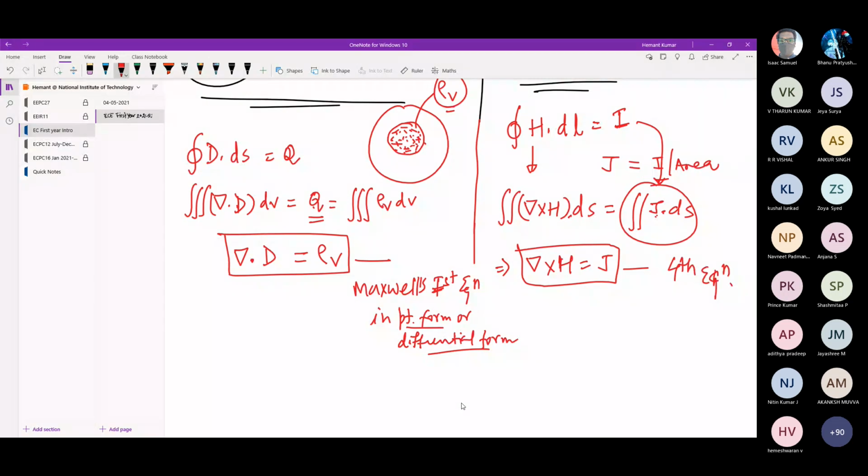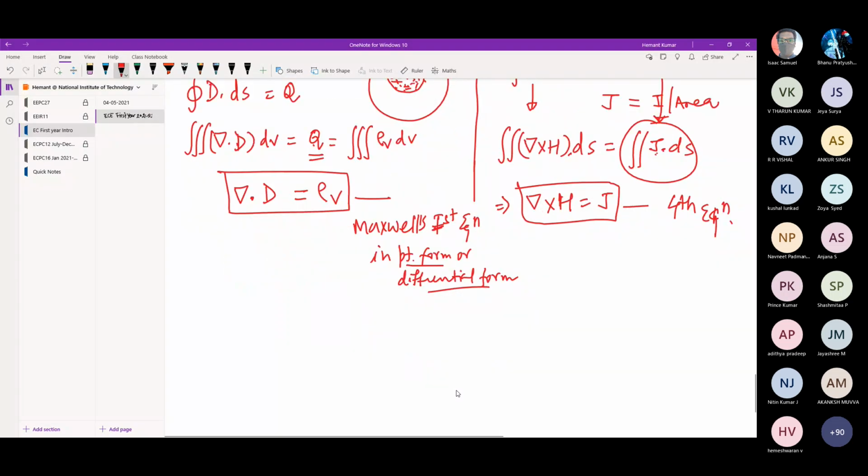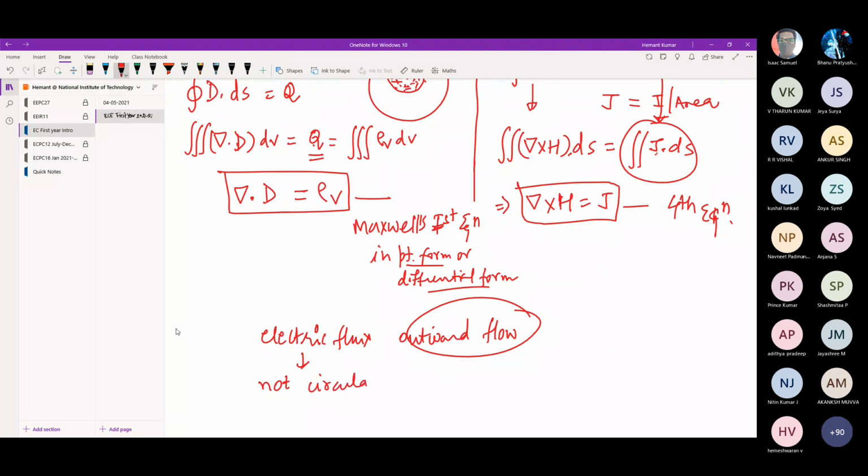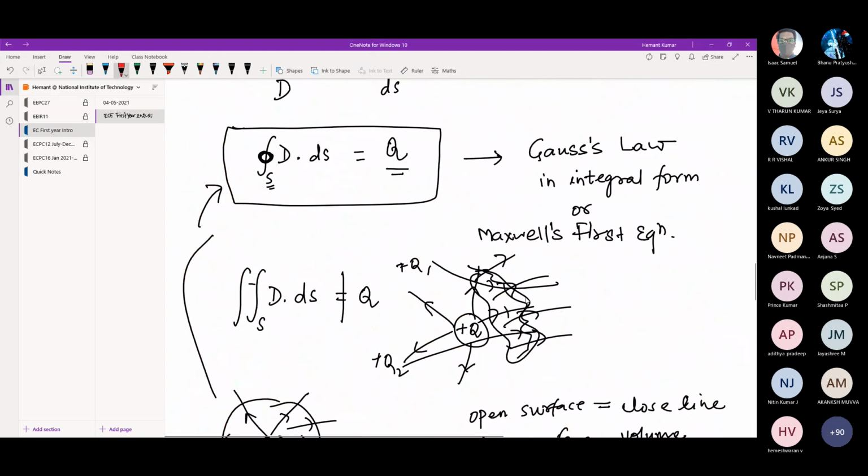What are the other two equations? You can relate these two equations with the earlier two, because suppose you have electric flux which is coming outward. If it is flowing outward from some particular point, it cannot be circular in nature. And if something is not circular, then its curl will be zero.